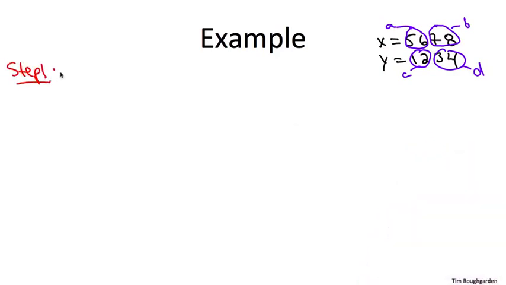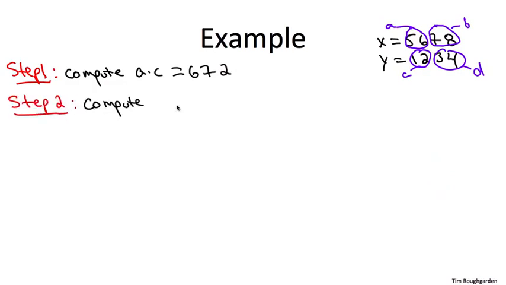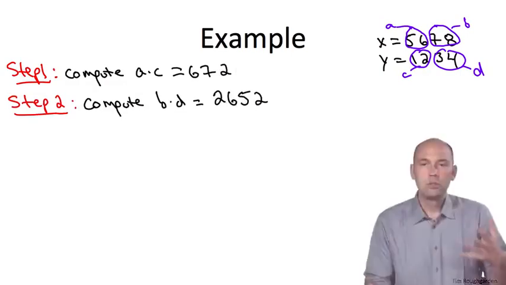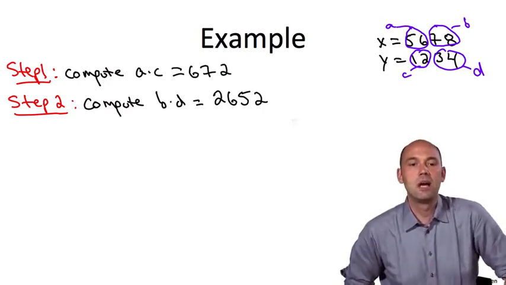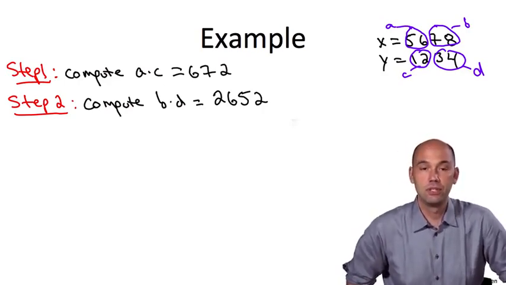First, let me compute the product of a times c and also the product of b times d. I'm going to skip the elementary calculations and just tell you the answer. So you can verify that a times c is 672, whereas b times d is 2652.